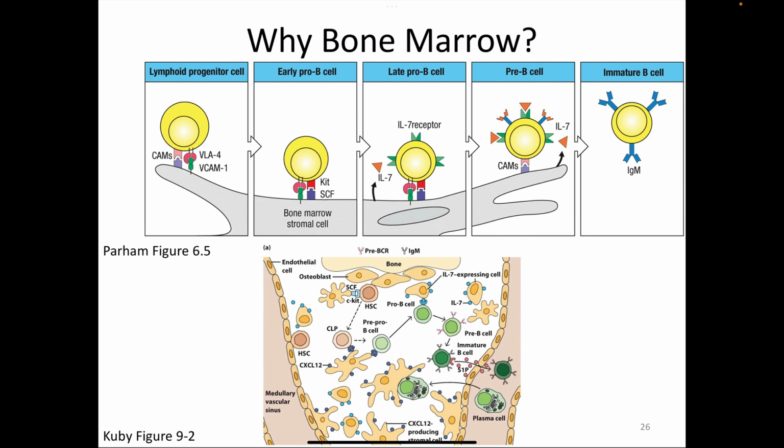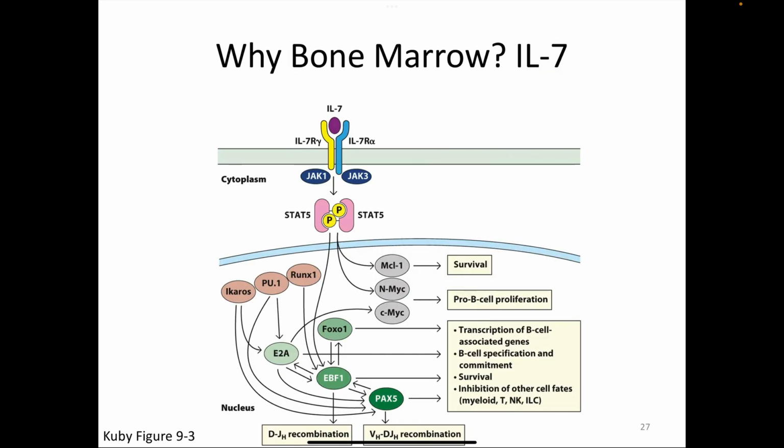And the only one I'm going to call out here is IL-7. And so here you can see, look, IL-7, it signals through an IL-7 receptor. And it does things like make the cell survive, which is the main function of IL-7, though it also can impact a lot of other parts of B cell biology. And so it's really important that this happens in the bone marrow.